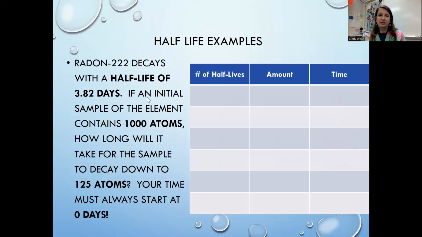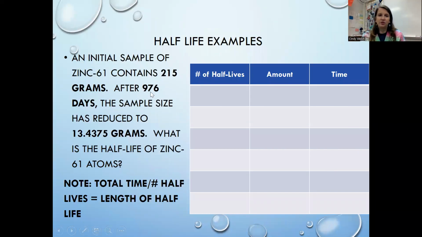So let's take a look at this next one. An initial sample of zinc 61 contains 215 grams. After 976 days, the sample size has reduced to 13.4375 grams. So what is the half-life of zinc 61? So we're trying to figure out what the half-life is. So we are starting with 215 grams.